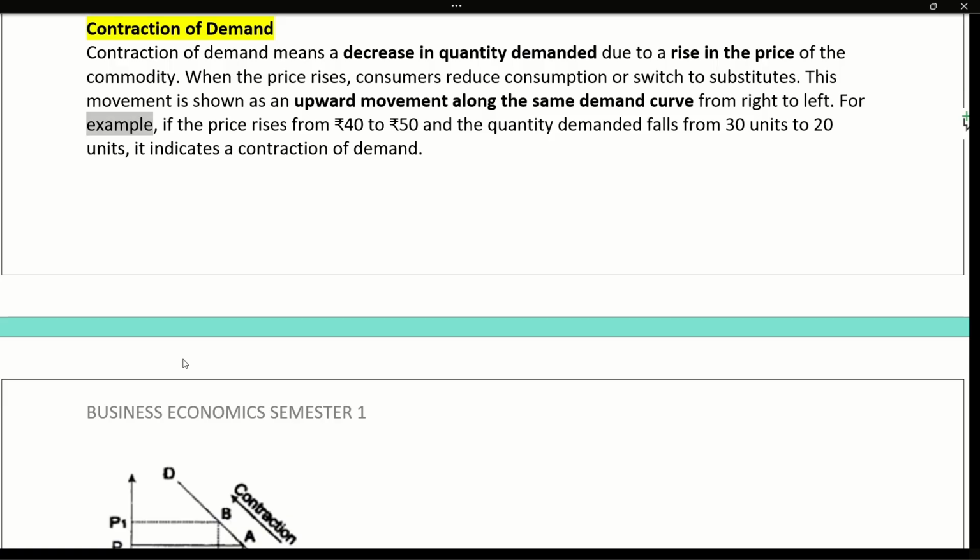For example, if the price rises from 40 rupees to 50 rupees and the quantity demanded falls from 30 units to 20 units, it indicates a contraction of demand.